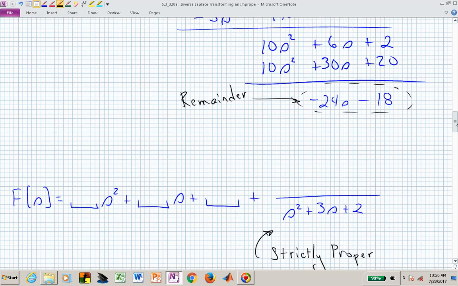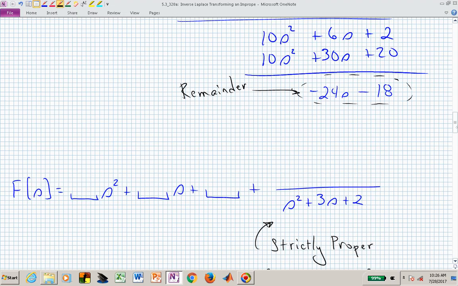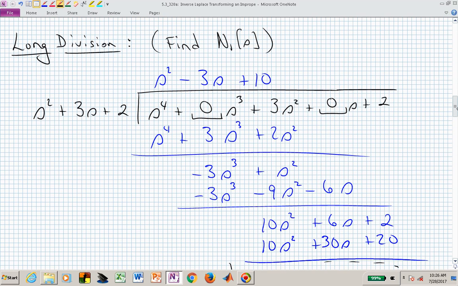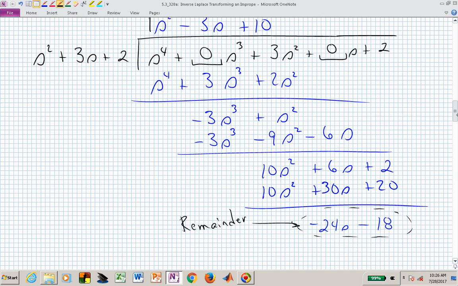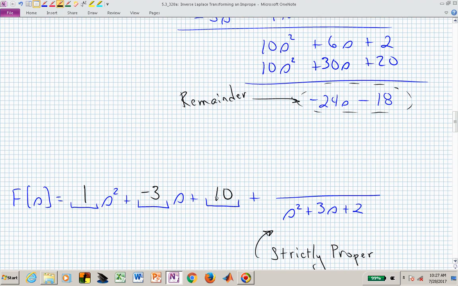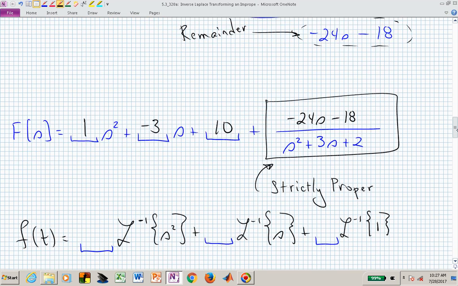Or we can now write capital F of s as f sub 2, which in this case was 1. That's what the coefficient is right here in front of s squared. We have minus 3 for the s, and we have now a 10 for the constant, and upstairs we have minus 24s minus 18, and I believe that this result of s squared minus 3s plus 10 plus this strictly proper piece is consistent with what we had from our calculator.